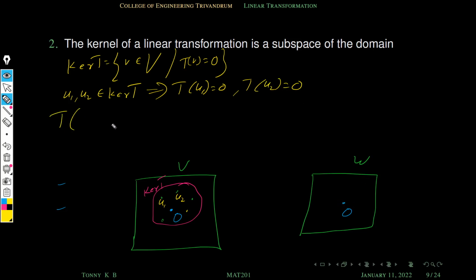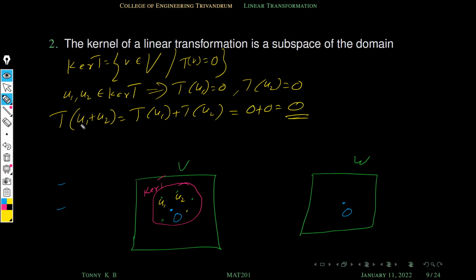Then next we have to check whether U1 plus U2 belongs to kernel. So we consider T of U1 plus U2. By linearity property of T, this becomes T of U1 plus T of U2. And what is T of U1? By our assumption, U1 belongs to kernel of T. So T of U1 equal to 0. So this is 0 plus 0. There are 0 vectors. 0 plus 0 is again 0. So what is our conclusion?